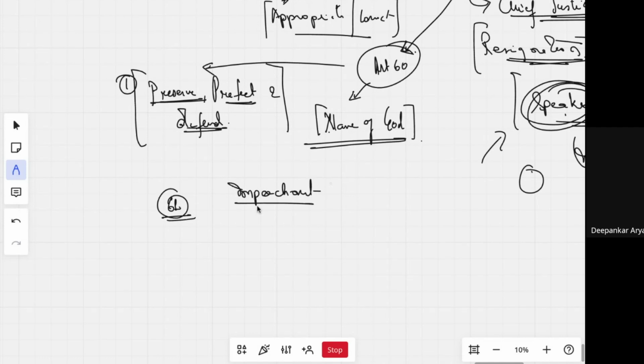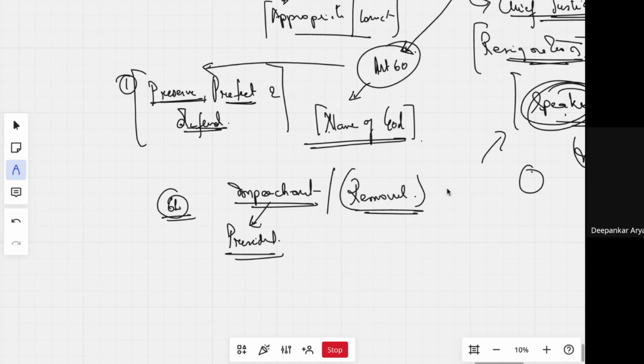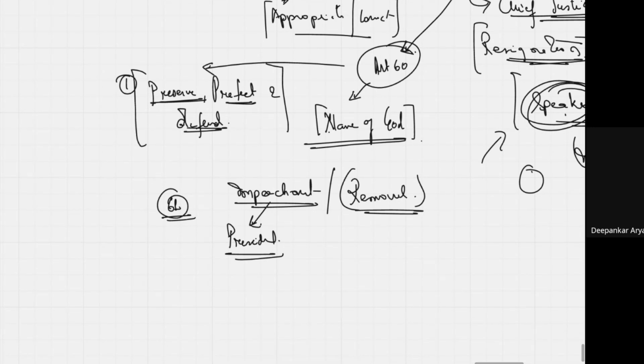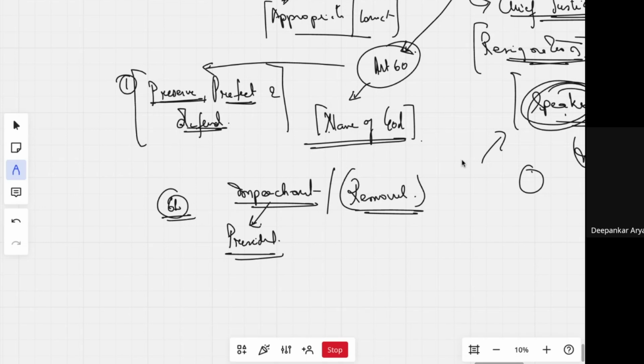There is a difference between impeachment and removal. The word impeachment has been used only for the president. For all others, the word removal has been used. So please be careful about the wordings of the Constitution. That's what I said: these are some of the things which make Indian polity a bit difficult. Otherwise, Indian polity is the easiest topic that you can think of for CUET.